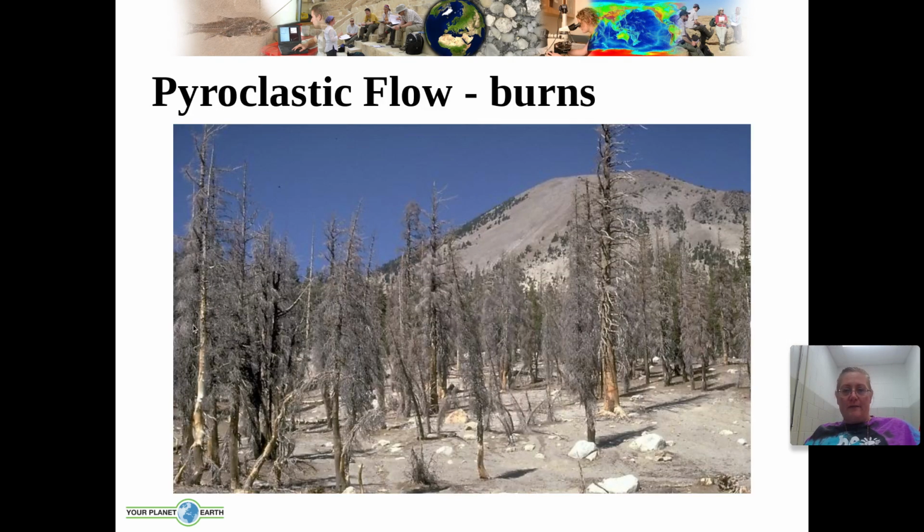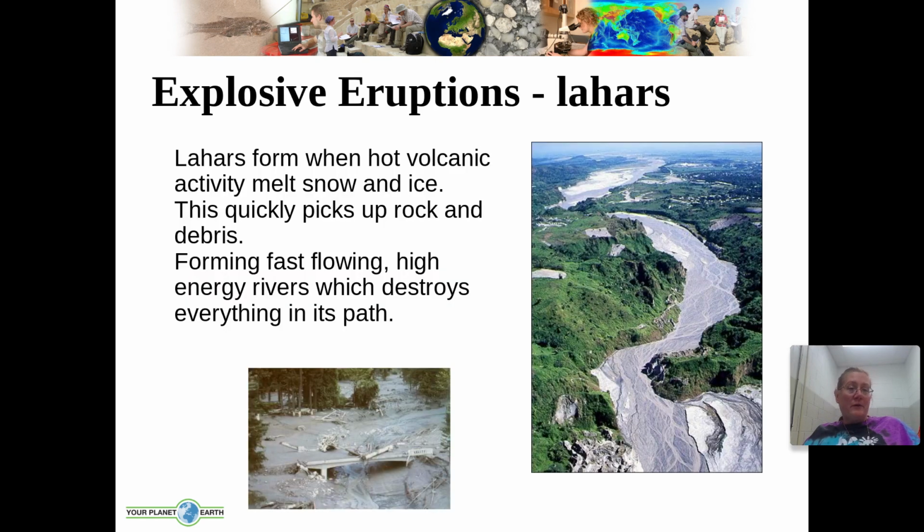So pyroclastic flow just burnt those trees. Everything on those trees are dead. Maybe the inside of the trees is alive enough to recover. The other thing we can get from explosive eruptions that we probably haven't heard of before, lahars. So this is when it melts and mixes with snow and ice and a lot of water. So now we have like almost a concrete mixture, and it forms these high flowing, fast moving, almost like rivers of concrete, and it will knock out anything in the path.